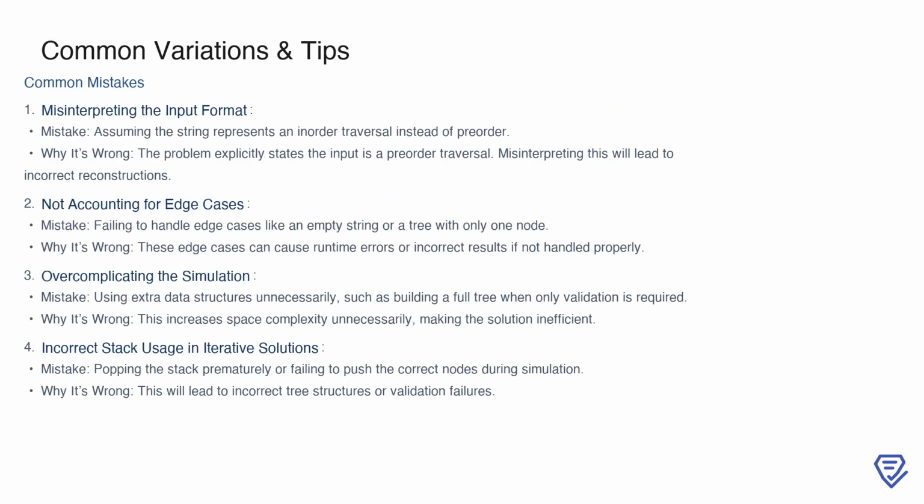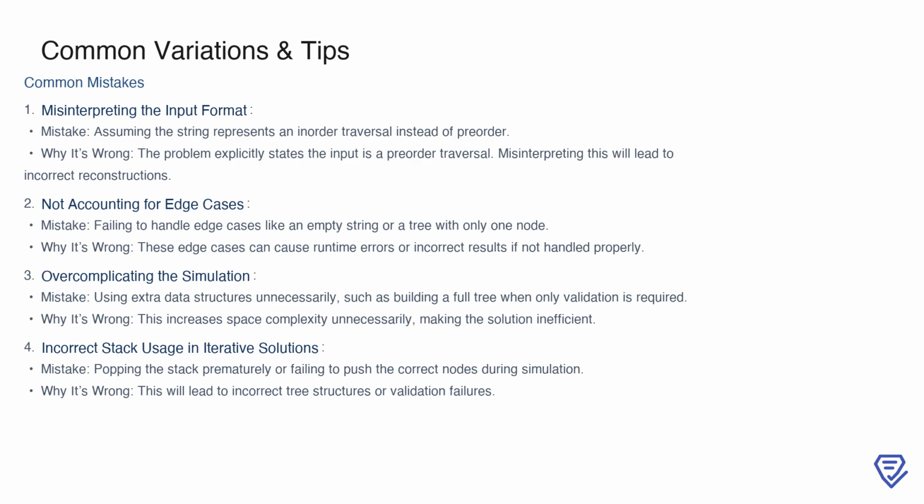When tackling this problem, there are several common mistakes to avoid. First, it's important to correctly interpret the input format. The string provided represents a preorder traversal, not an inorder one. Misunderstanding this will lead to incorrect reconstructions and failed validations. Next, edge cases are critical. Situations like an empty string or a tree with only one node must be handled properly. Ignoring these can cause runtime errors or inaccurate results.